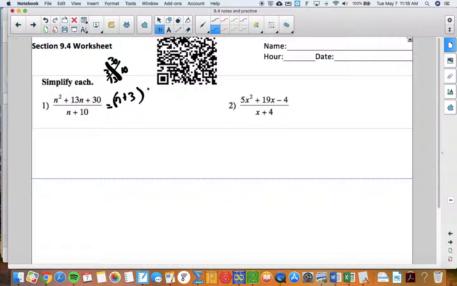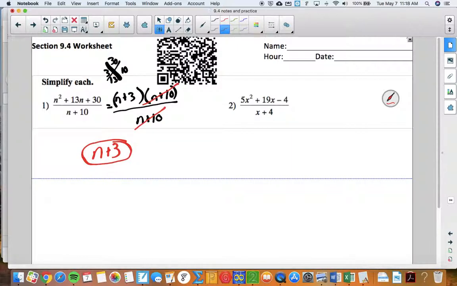N plus 10. And that's being divided by n plus 10. So we do have a common factor here. The top has a factor of n plus 10 and the bottom has a factor of n plus 10. So what's left? Just n plus 3. You don't need to put that over 1. You don't have to put a fraction bar there, but you can. It's not wrong. This is the best answer though. Most simplified. Number 2, we got to factor this.